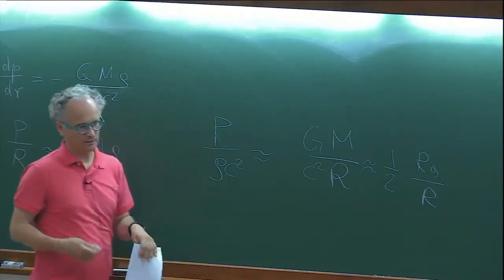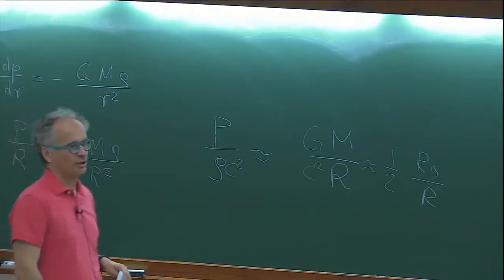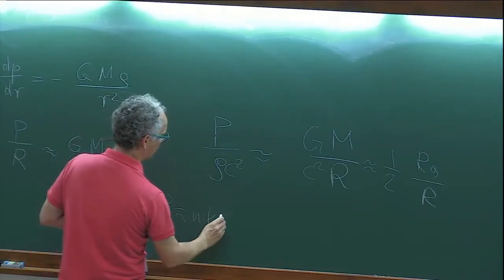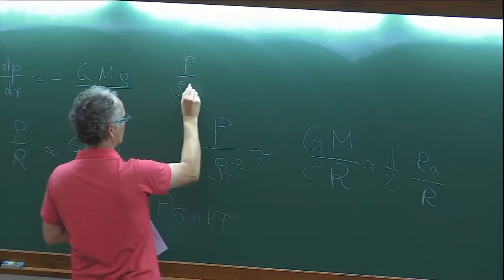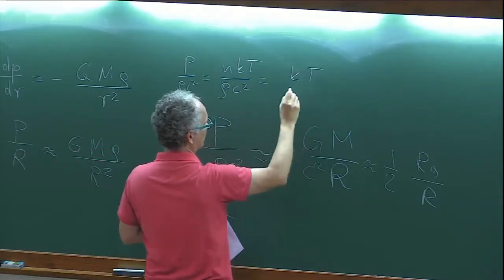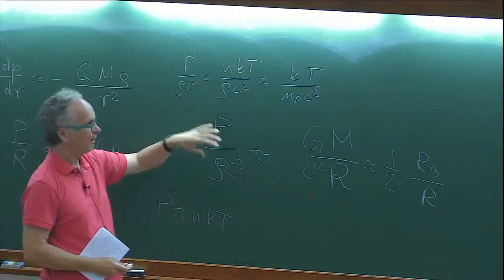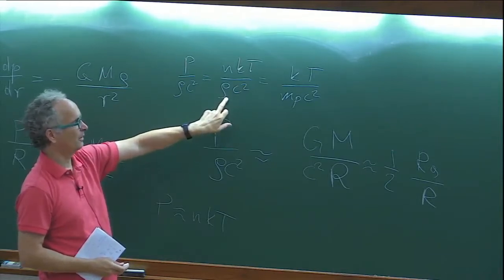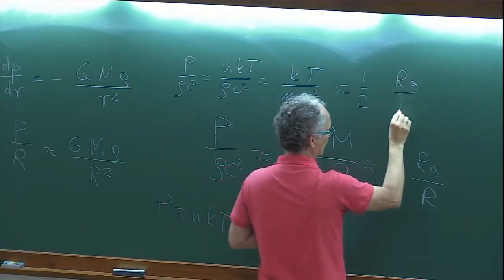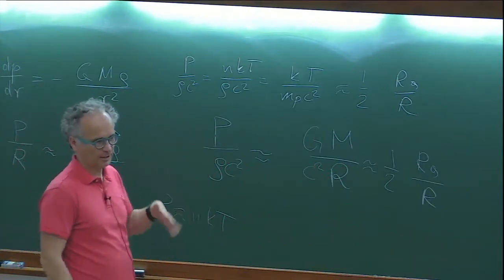So what that implies is that if we assume that at the main sequence the pressure comes mainly from the thermal pressure, then pressure will be something like nkT, and our P over rho c squared will be kT over m_p c squared. Yes, because the density is dominated by protons, so rho is n times m_p. So we have this, and this is approximately equal to 1/2 R_G over R, assuming that there is no degenerate matter in the center of the star.